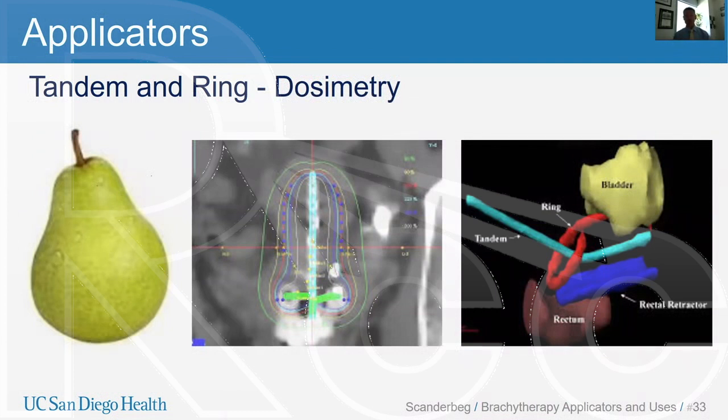This slide shows the dosimetry from a tandem and ring applicator. It's very similar to that of the tandem and ovoid applicator kit, since it's essentially the same geometry. The picture on the right shows a 3D image of the applicator and some normal structures. The intrauterine tandem passes through the center of the ring. Bladder is located anterior to the applicator and rectum is posterior. You can also see the rectal retractor colored blue in this picture, located between the applicator and the rectum. So here are our tandem, our ring, our bladder, rectum, and then the rectal retractor pushing that rectum away from our applicator.